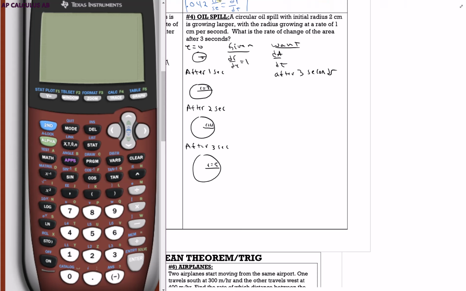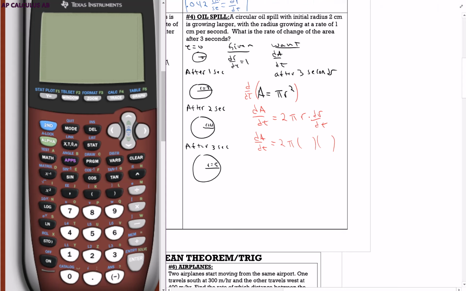The equation we need here is an area equation, right? Area of a circle is pi r squared. We take the derivative of both sides, and we're going to get dA dt equals 2 pi r times dr dt. Right, notice that pi is a constant, so I do not need to use product rule. And we want the dA dt, so we're going to solve for that. dA dt equals 2 pi, there's the r, there's the dr dt, and we just plug in numbers there.